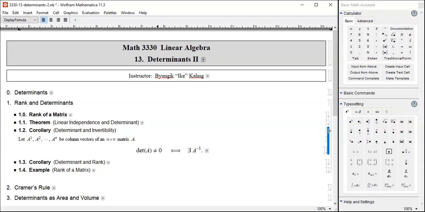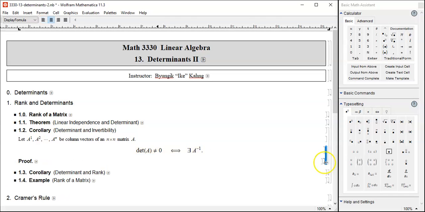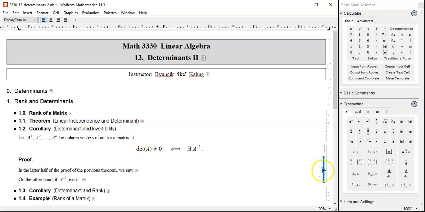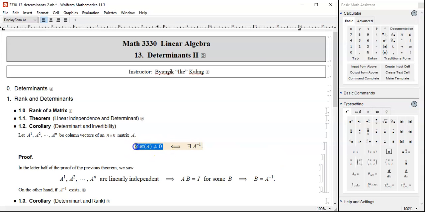Okay, alright, so much for theorem 1.1, and let's go to a little bit more useful results. And here we go. Determinant of A is non-zero if and only if the inverse matrix exists. So invertibility and determinants non-zero, they are equivalent. How do you prove that? The first part, determinant is non-zero, then that's equivalent to A1 through AN are linearly independent, which is theorem 1.1. And then in the proof of theorem 1.1, we did get this A times B is equal to I.